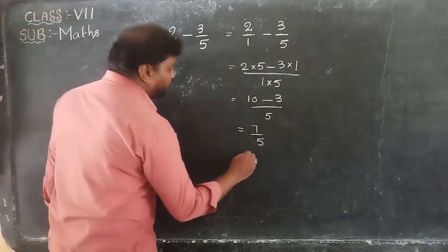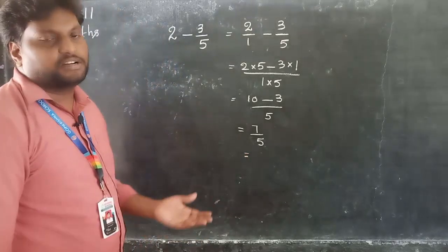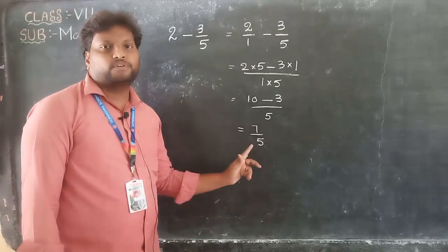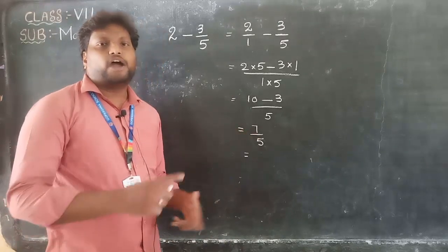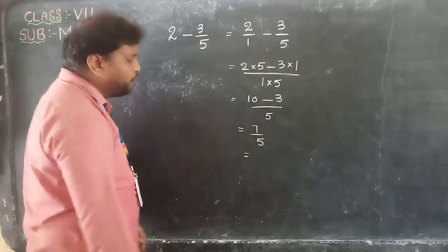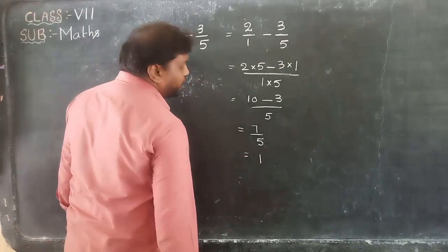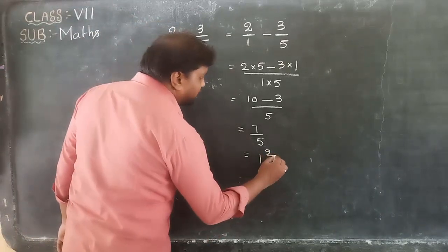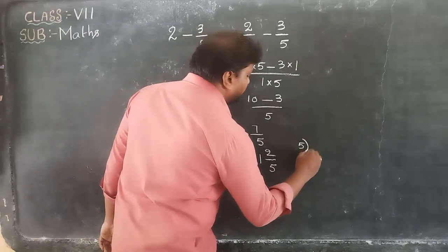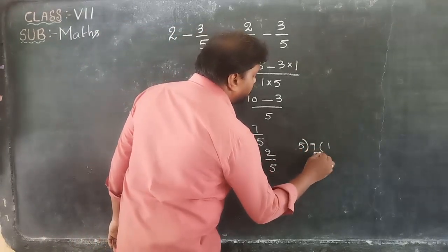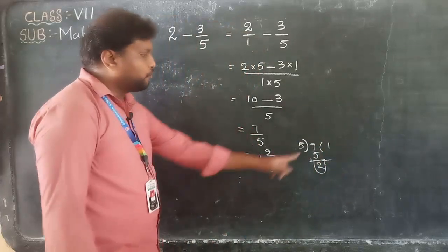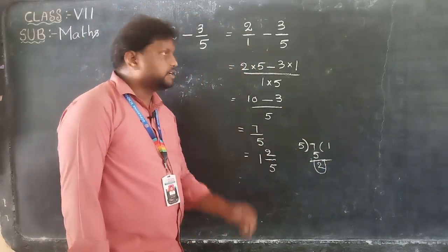7 by 5 we have to convert into a mixed fraction. Not every fraction needs to be converted into a mixed fraction, up to here is enough, but when we get an improper fraction, we convert it one more step. 7 by 5: 5 ones are 5. What is the remainder? 2 is the remainder. So 1 2 by 5. This is the answer.